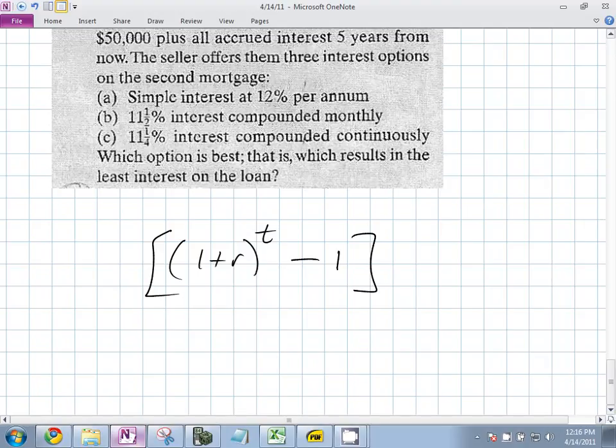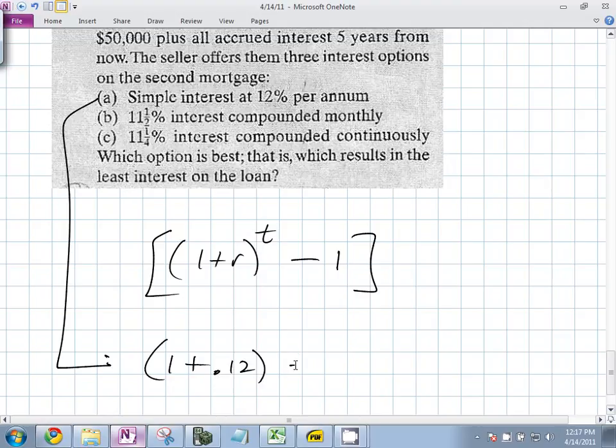Does the initial value matter at all when calculating effective interest rate? No. So what's the formula? If we want to do A right here, it's going to be 1 plus 0.12 to what power? It's per annum, right? 1 year. What's 1 plus 0.12 minus 1? 0.12. The definition of simple interest is the yearly interest rate. So what is the first question telling you? The effective interest rate on the first one is the interest rate because it is per year.